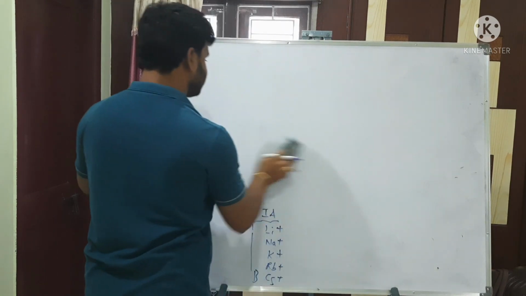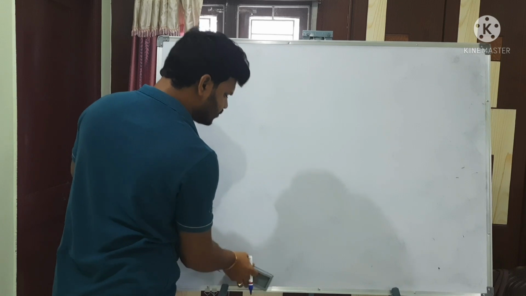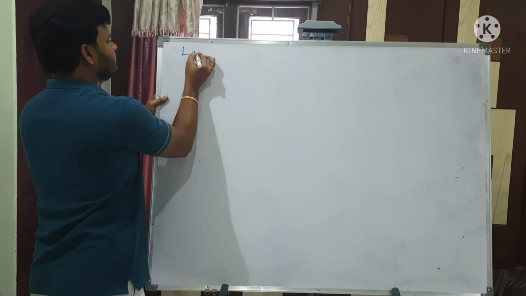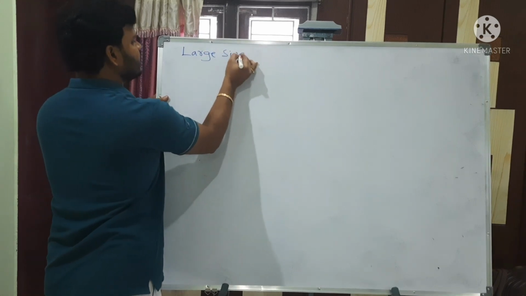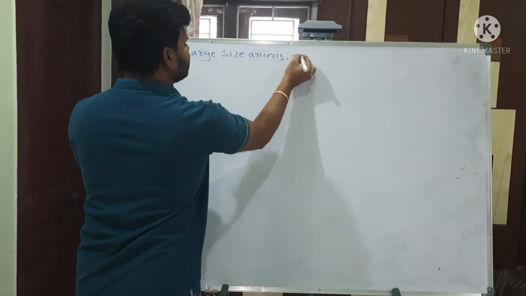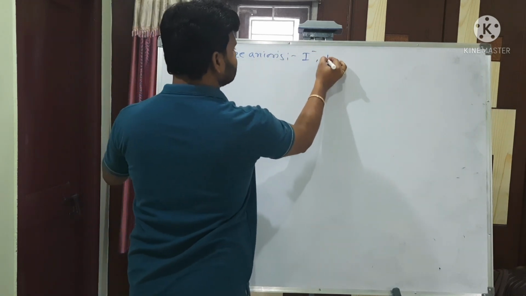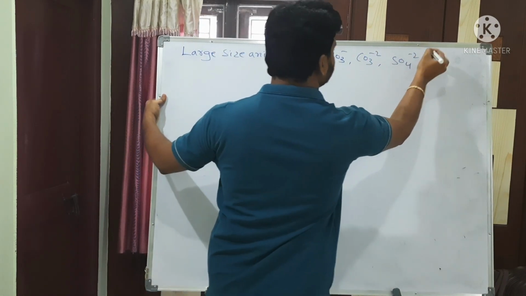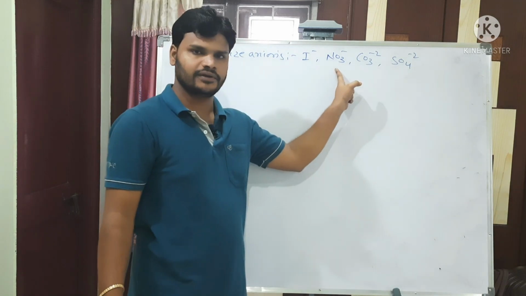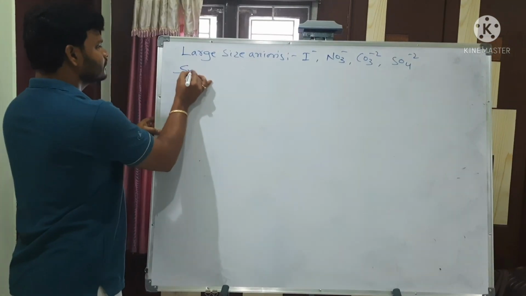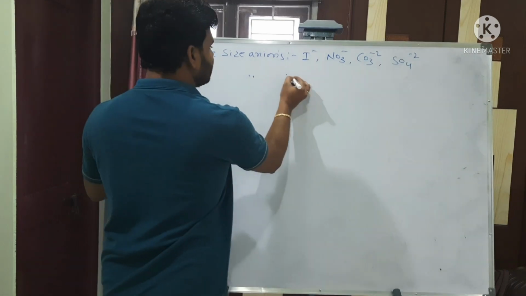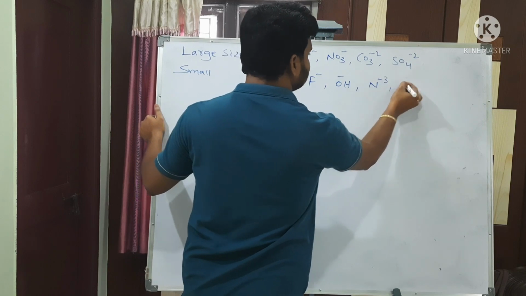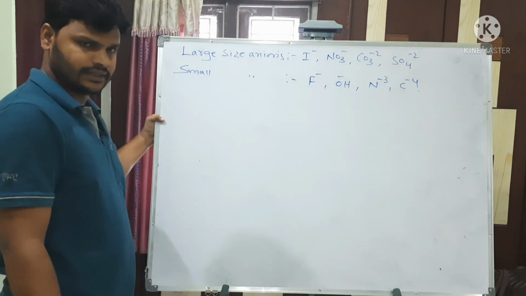Listen very properly. Just 2 minutes, students. Just look at the board. First, once again, large size anions. What are the examples? I minus, NO3 minus, CO3 minus 2, SO4 minus 2. Just keep in your mind. Next, small size anions. What are the examples? F minus, OH minus, N minus 3, C minus 4. Clear? Okay.